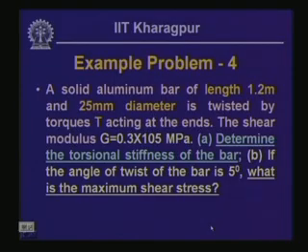Well, we have another example problem where a solid aluminum bar of length 1.2 meter and 25 millimeter diameter is twisted by torques T acting at the ends. The shear modulus is given. You will have to determine the torsional stiffness of the bar, and secondly, if the angle of twist of the bar is 5 degrees, then what is the maximum shear stress. So, these are the two parameters that you will have to define. Well, this particular problem is set for you, look into it, we will discuss next time.